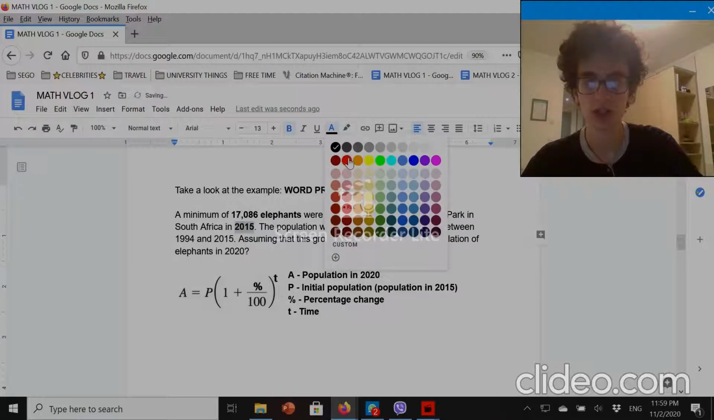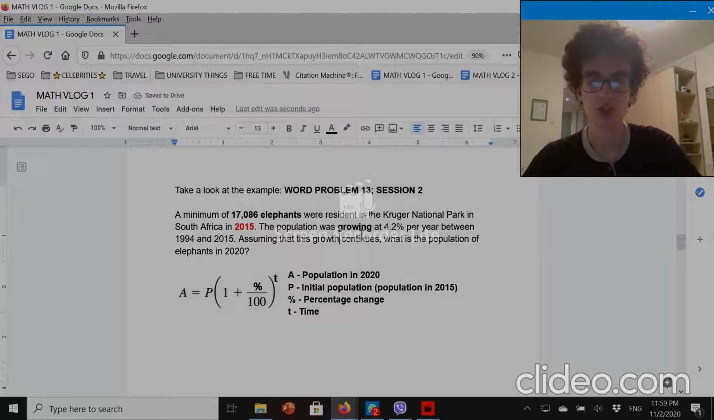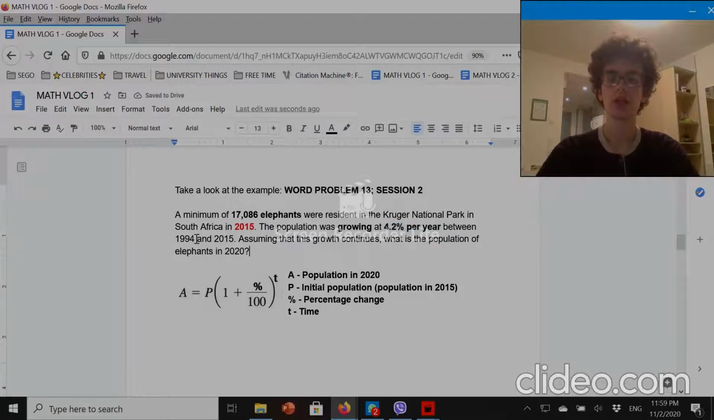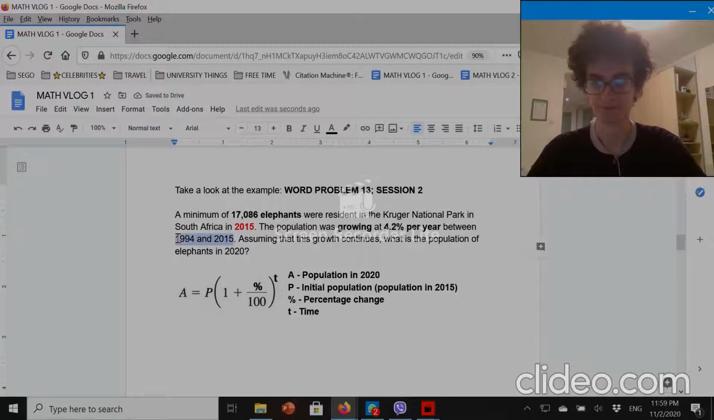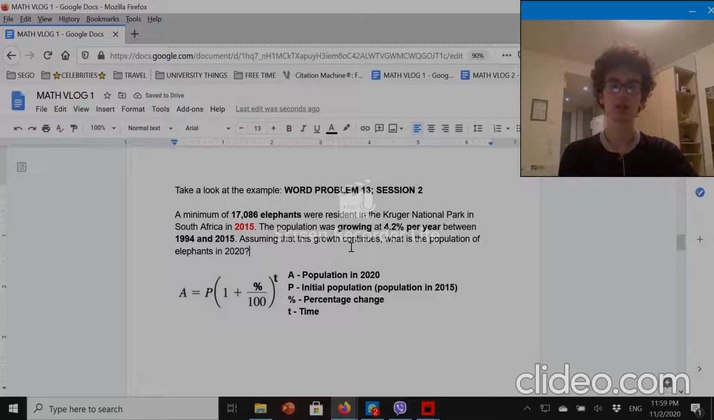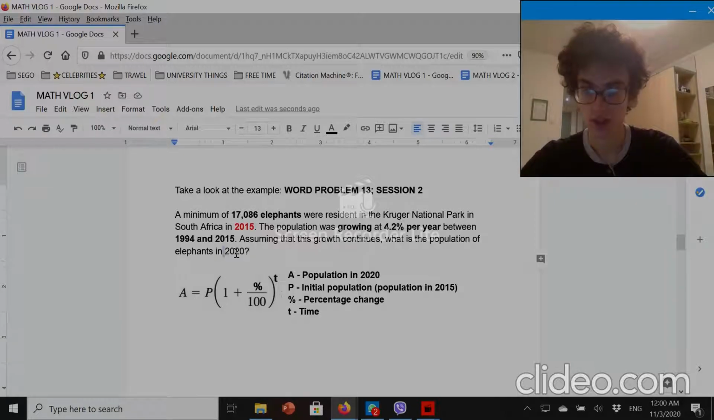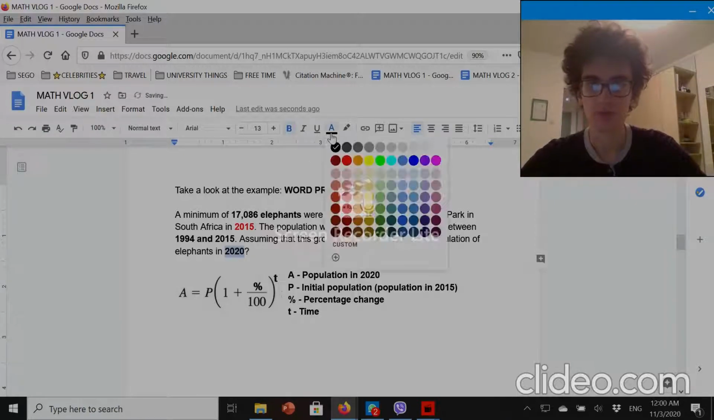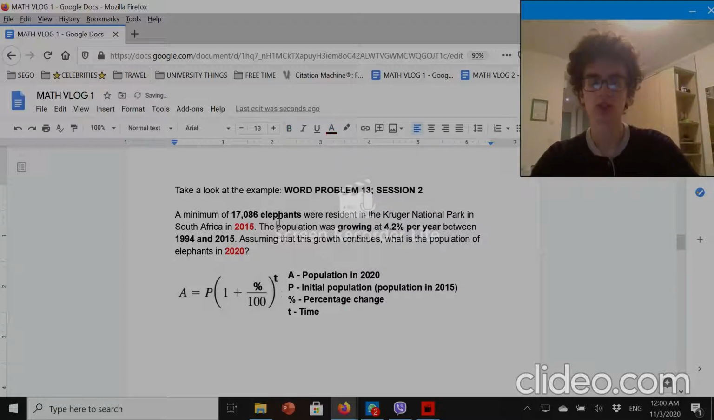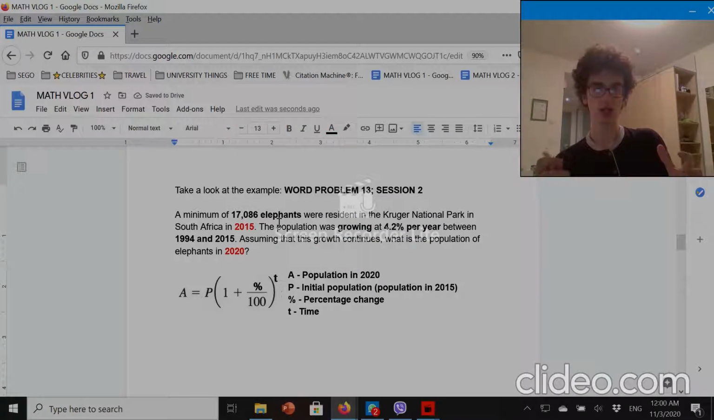Okay, let's highlight this part. The population was growing, which means plus, at 4.2% per year. Highlight this. Between 1994 and 2015. Highlight this. Assuming that the growth continues, what is the population of elephants in 2020? So, let's first highlight this as well. Good. And now let's just put everything that we highlighted into the formula.